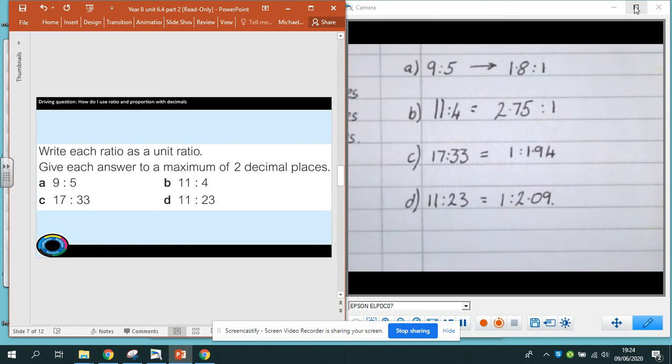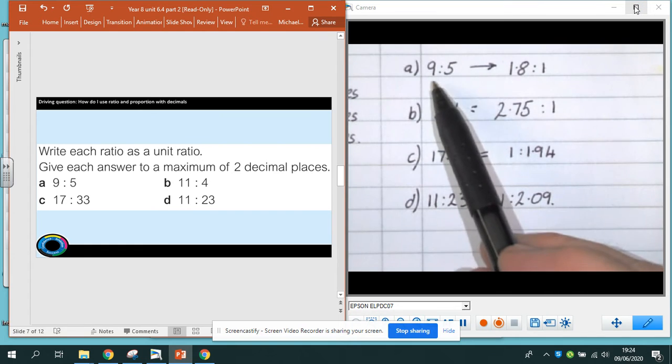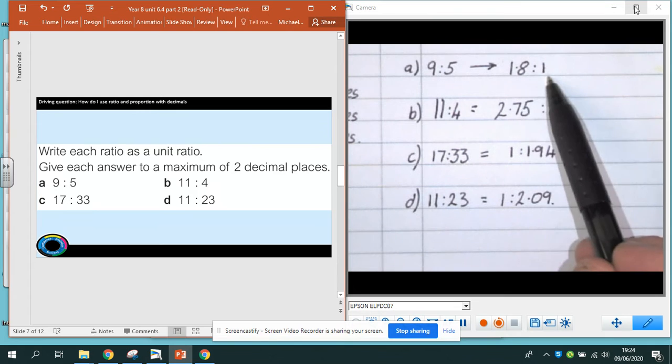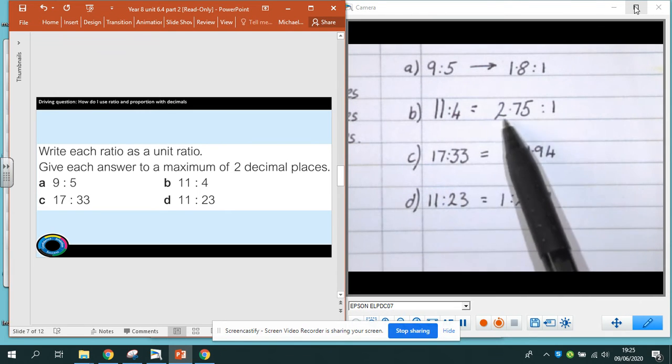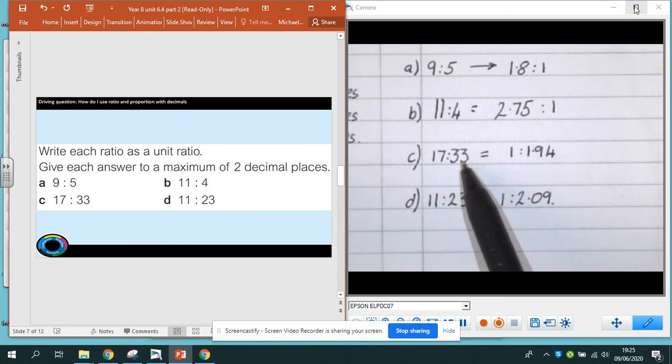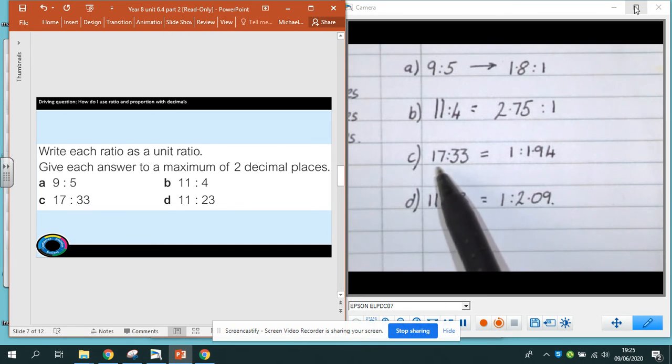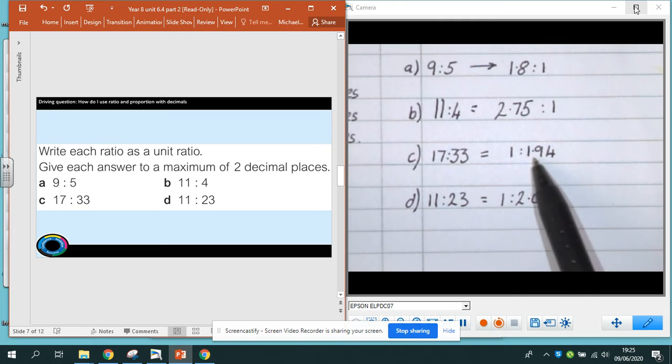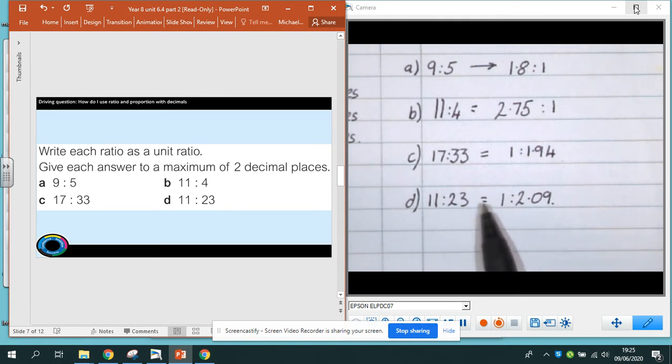So, with these I've written them a little bit quicker because, to be honest, we understand how we do this now. So 9 divided by 5 is 1.8 to 1. 11 divided by 4, 2.75 to 1. 33 divided by 17, remember we're still going to use the smallest number, gives me 1 to 1.194. And 11 to 23 gives me 1 to 2.09. If you need to write down corrections, please pause the lesson and return.